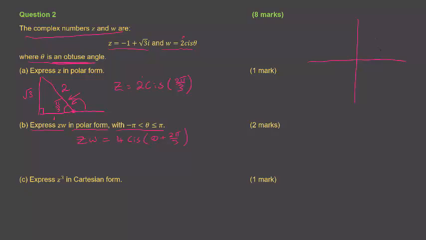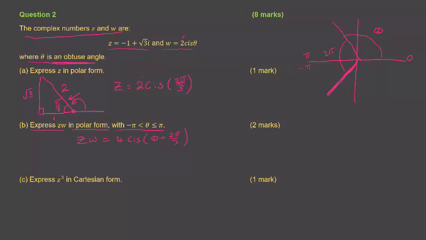So if we have theta here, and then we add 2 pi by 3, which is also obtuse, it's certainly not going to be between 0 and pi. It's going to be more than pi. So we need to rearrange so that we get this angle between -pi and 0.